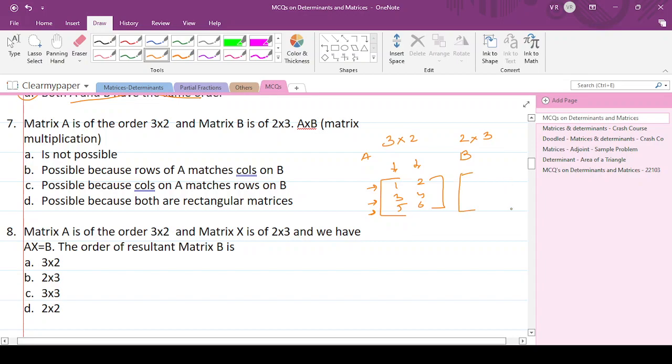Matrix B has 2 rows and 3 columns, 1, 2, and 3. So let's fill it out. Okay, so this is matrix A and B. So when is this multiplication possible?